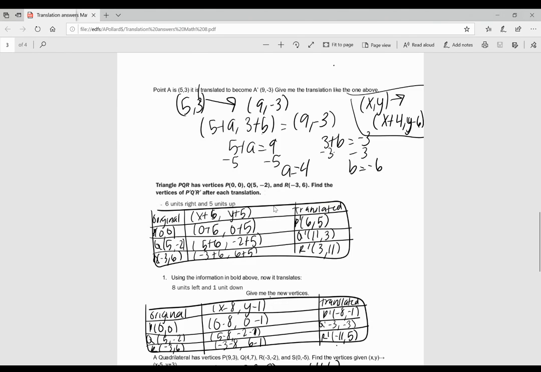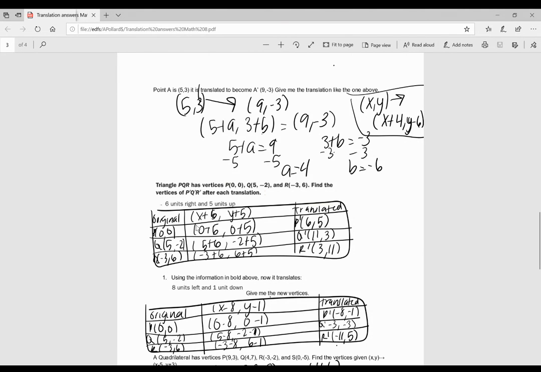So now we have triangle PQR has vertices 0, 0, 5, negative 2, and negative 3, 6. And we want to find the vertices of P prime, Q prime, R prime after the translations. So we have 6 units right and 5 units up. So we have x plus 6, y plus 5 as our translated equation, and we start with our original 0, 0, 5, negative 2, negative 3, 6.